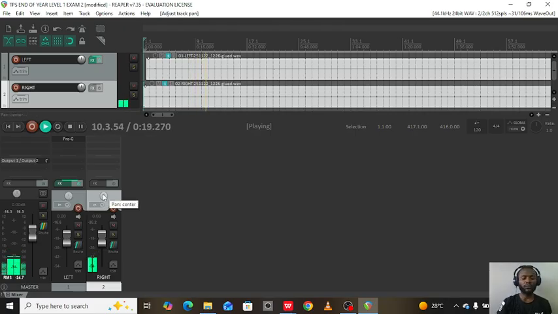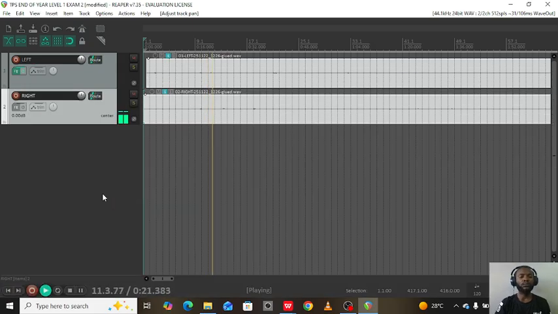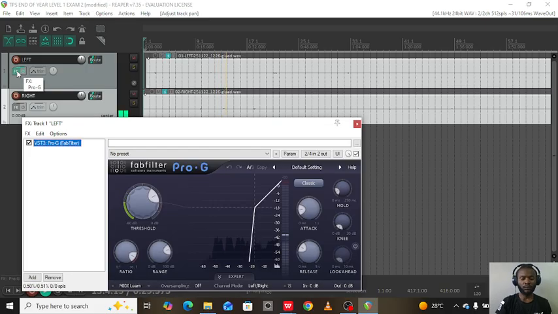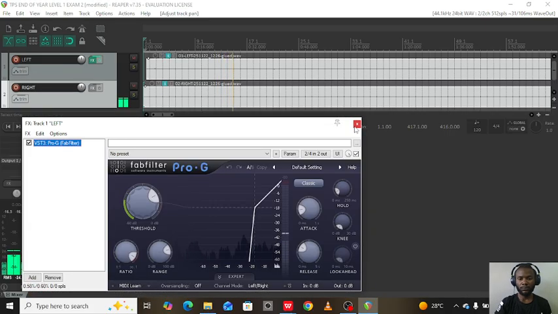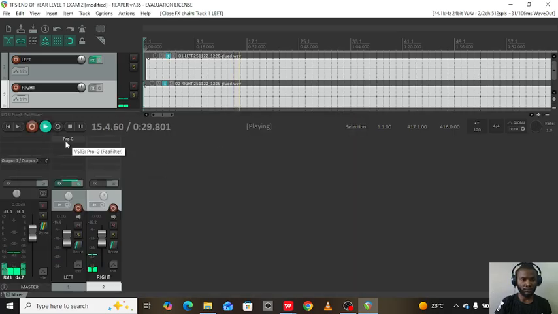What we have before us is the ORTF stereo miking technique. This helps us emulate sound perception using the human head, how the ears pick up sound.